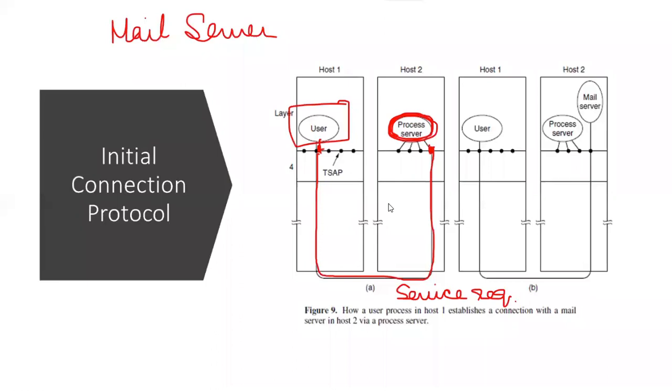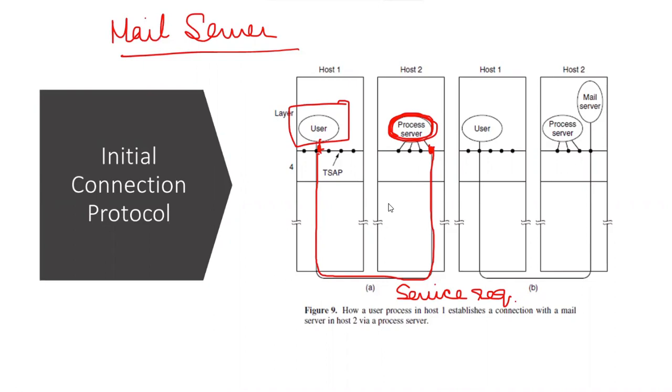When it receives a request like this, the process server will first check if the required service is already attached to some TSAP. If it is already attached, then it will give this connection to that particular process. Then host 1 does not have to establish another connection to the service required. In case that particular process is not working, let's say the mail server is not currently attached to any TSAP, that means it is not currently running.